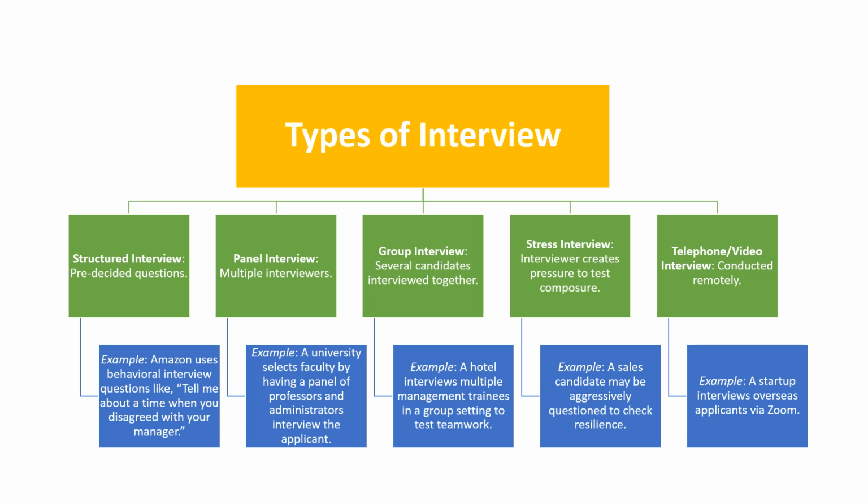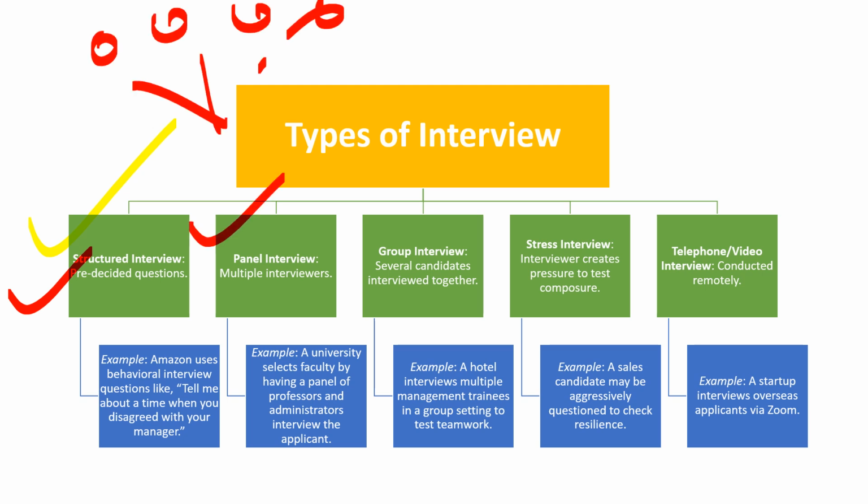So far, we have understood what is an interview. Now, let's talk about various types of interviews. We'll begin with a structured interview where the pre-decided questions are there. Let's take an example of Amazon, which uses behavioral questions like, tell me about a time when you disagreed with your manager. The second category is panel interview, where multiple interviewers are there in the room and they are asking questions from the candidate.